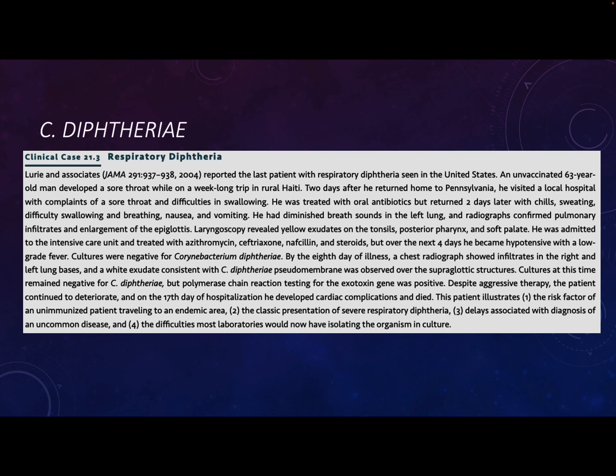Despite aggressive therapy, the patient continued to deteriorate, and on the 17th day of hospitalization, he developed cardiac complications and died. This patient illustrates the risk of an unimmunized patient traveling to an endemic area, the classic presentation of severe respiratory diphtheria, the delays associated with the diagnosis of an uncommon disease, and the difficulties most laboratories would now have isolating the organism in culture. If you are not expecting a patient to have diphtheria, because people shouldn't have diphtheria in the United States, it's very unlikely that you'll think about it.